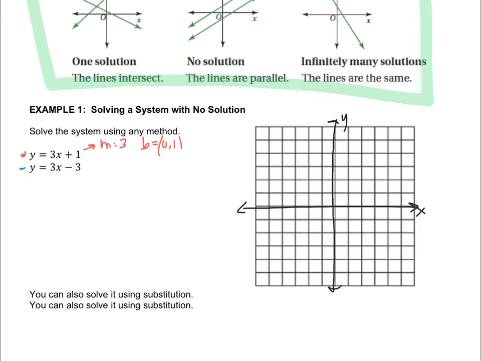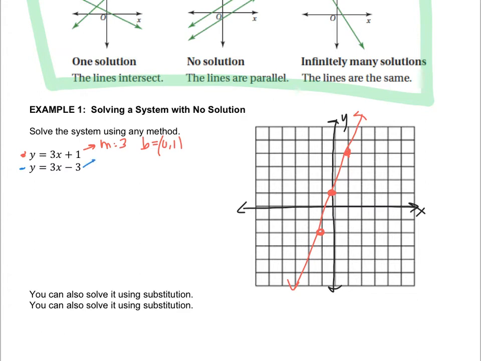And now I'm going to put a dot at 0, 1 and go up 3, right 1. I can also go down 3 and left 1. That makes the same line. Get a straight edge, please, to make the line. Make sure you go through the whole grid. All right, and then we're going to switch over to the other one.